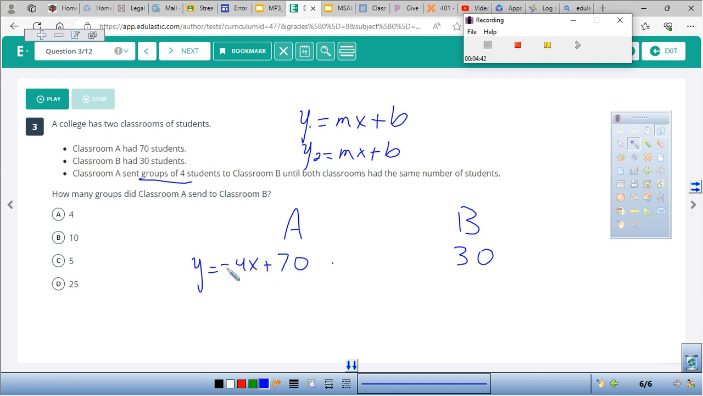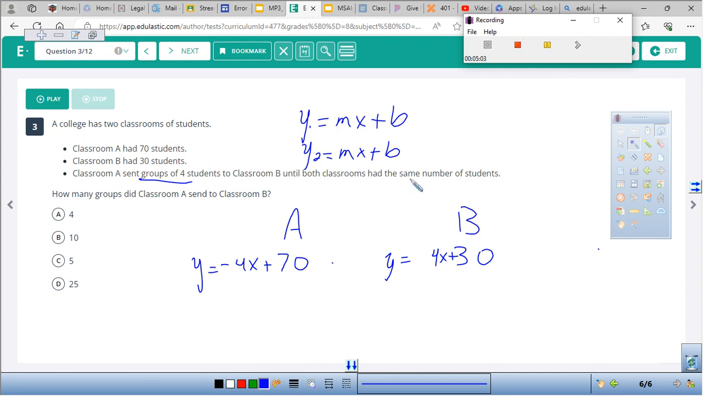This one's going to be sending them away, so it's minusing from them to classroom B, and to both have the same. So this one is leaving, so it's negative. And in this one, they're going to be receiving them. So how do they receive them? They receive them in groups of 4, so they receive a positive 4x.